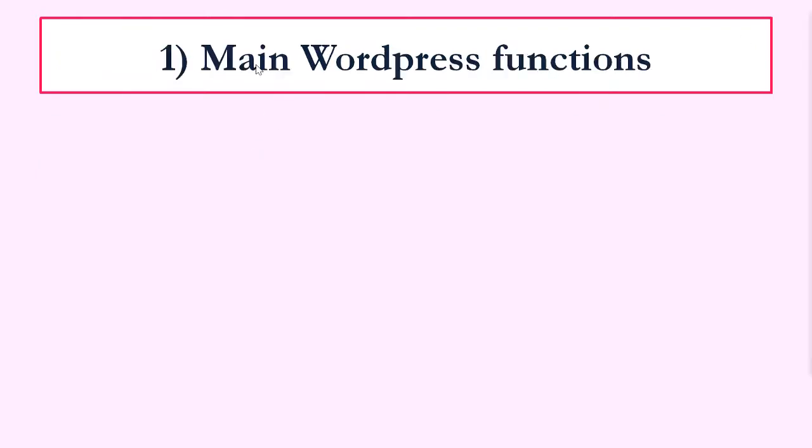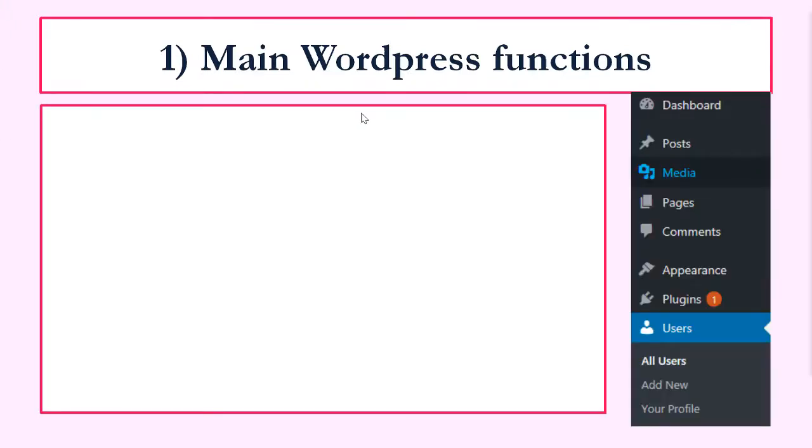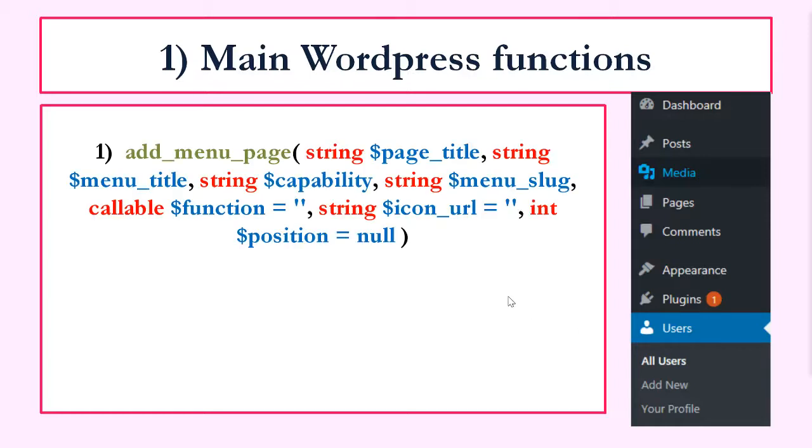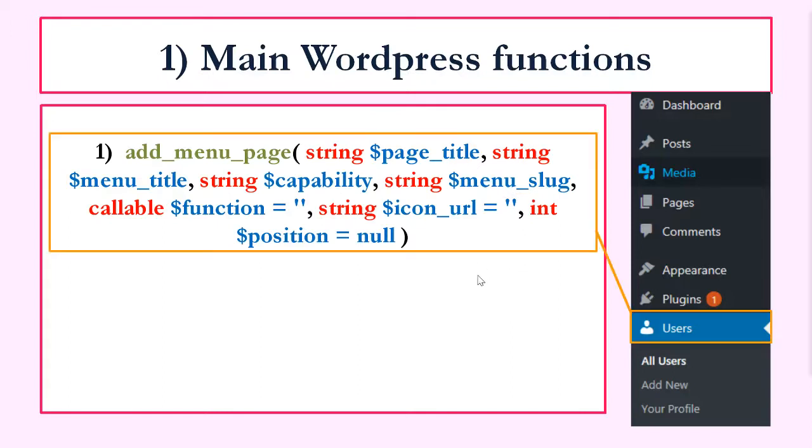Okay, so let's get started by looking at the main WordPress functions for making our menu pages. I think the best way to do this is to start by using our admin dashboard as an example. So if we wanted to create the user main menu page, we would have to use the add_menu_page function. As you can see, there are a number of parameters that we need to add to make this function work.